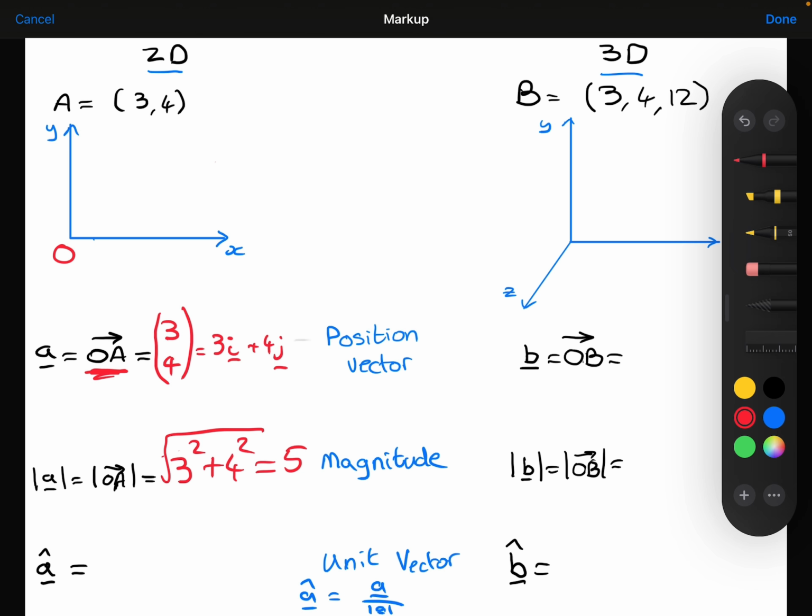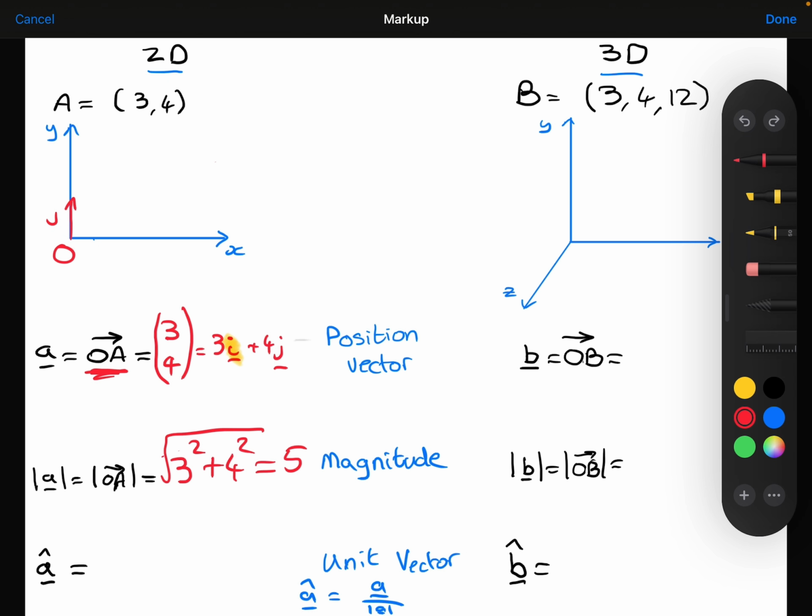Next, unit vector. So what this little hat here, the A hat, is saying is that we want a vector that's in the A direction that has a magnitude of 1, hence why it's a unit vector. Now we've already seen a couple of these. We've seen the unit vector i, which represents 1 unit in the positive x direction. And we've seen the unit vector j, which represents 1 unit in the positive y direction.